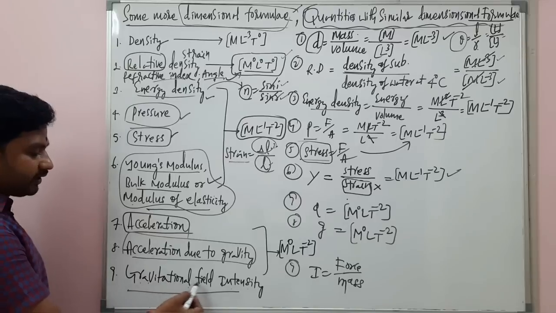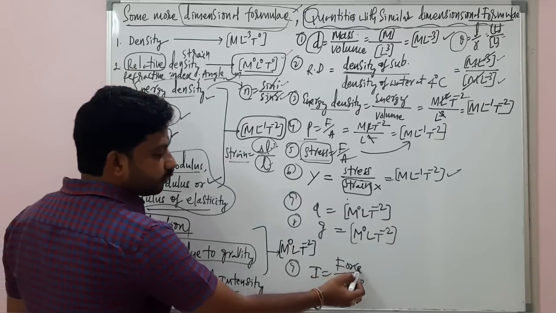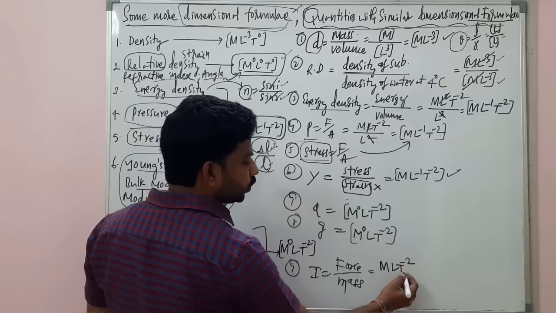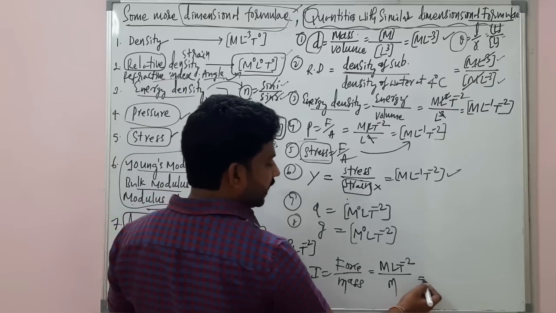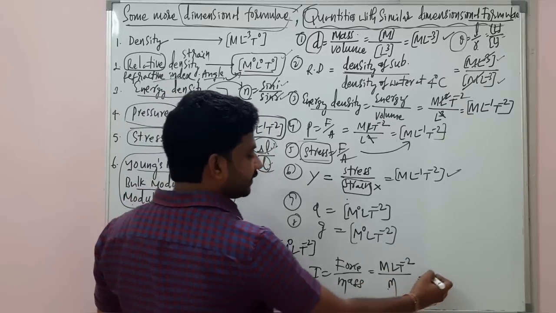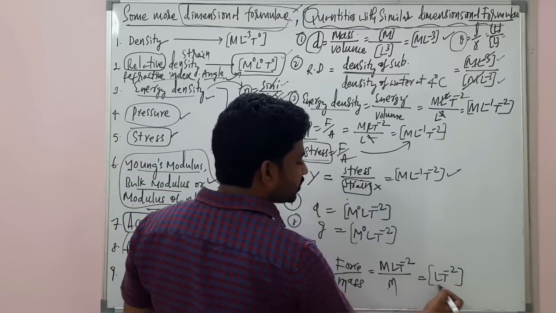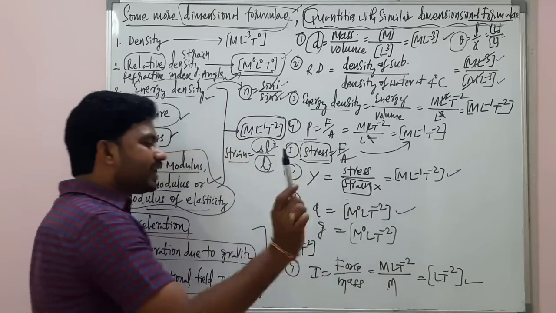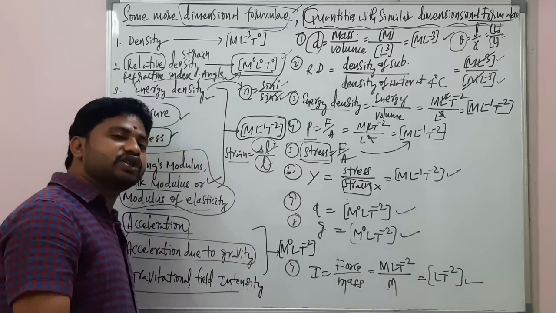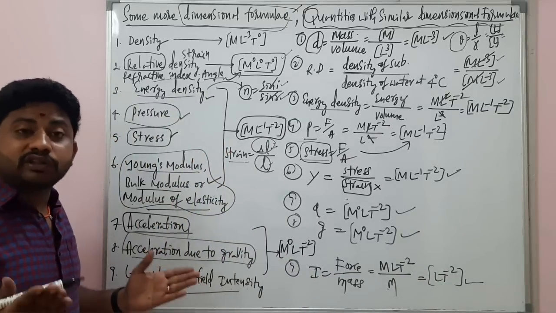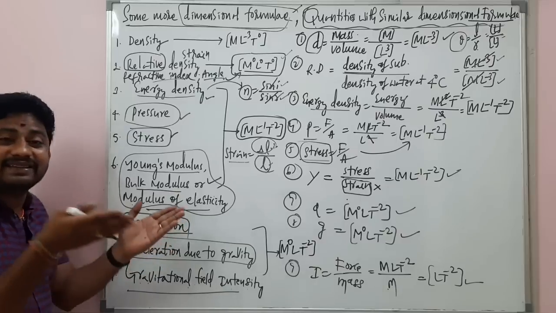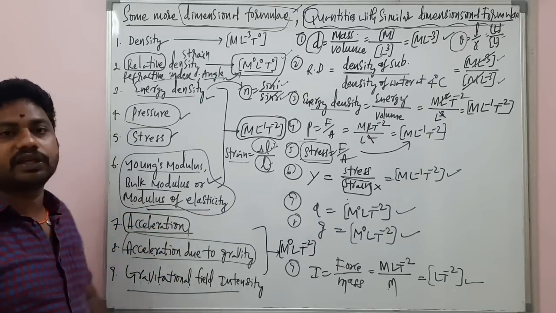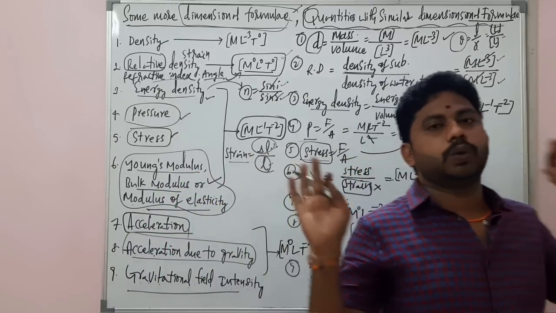What is the formula for gravitational field intensity? Gravitational force per mass. Force is M L T^-2 divided by mass. M cancels, right? L T^-2. So L T^-2 is the acceleration, similar to the acceleration due to gravity also. So which among the following quantities will have the same dimensions as acceleration? Acceleration due to gravity, gravitational field intensity, and no confusions at all.